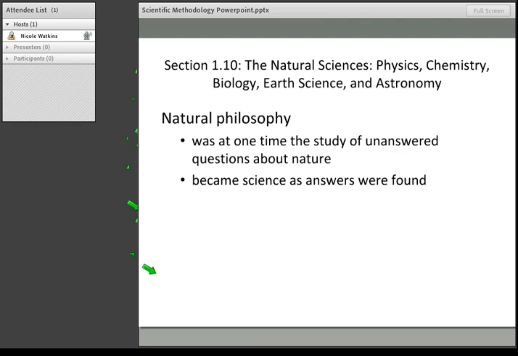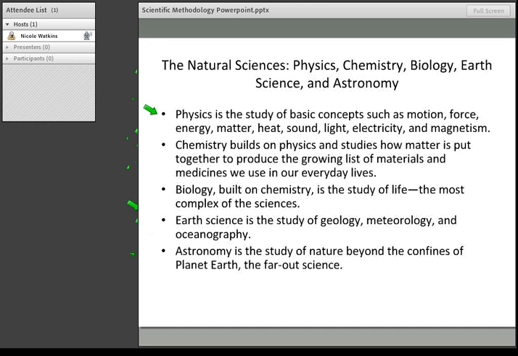Then section 1.10 moves on to talk about physics, chemistry, biology, earth science, and astronomy, and a little bit of what you're going to be learning within this course. Okay, natural philosophy, that's what we used to call science. Today, the equivalent term is natural science, where it used to be called natural philosophy.